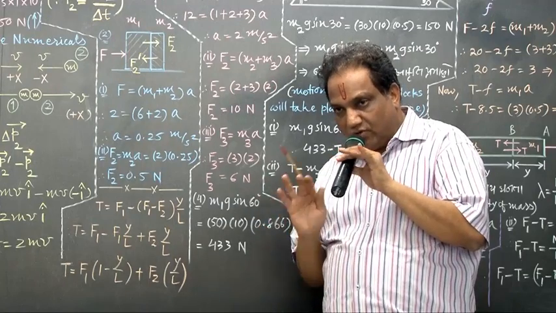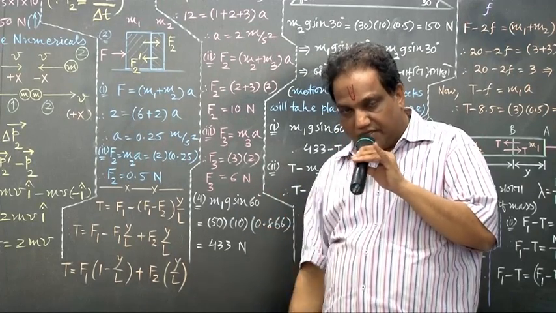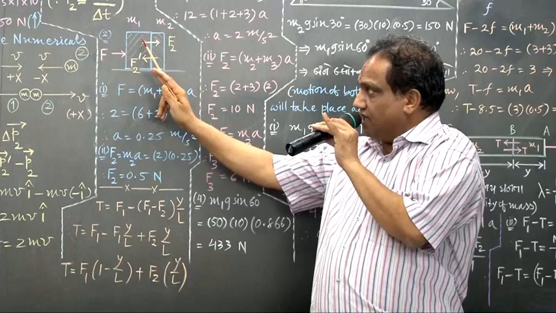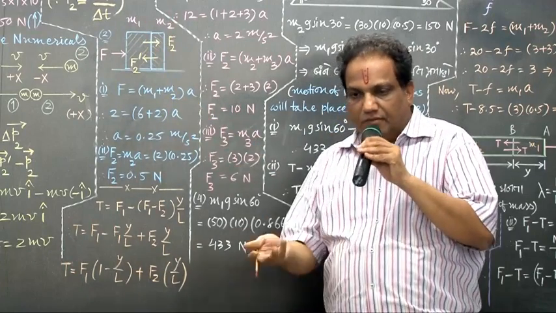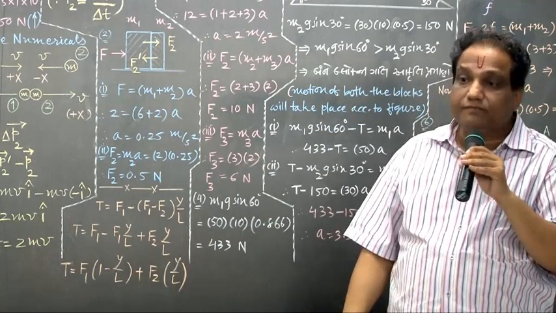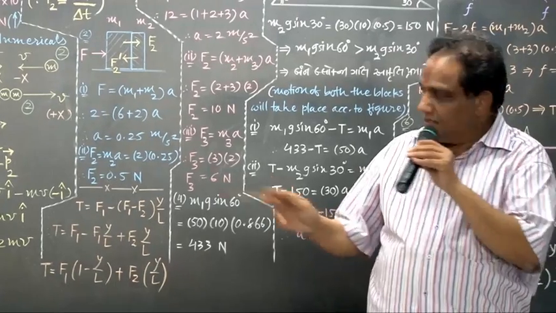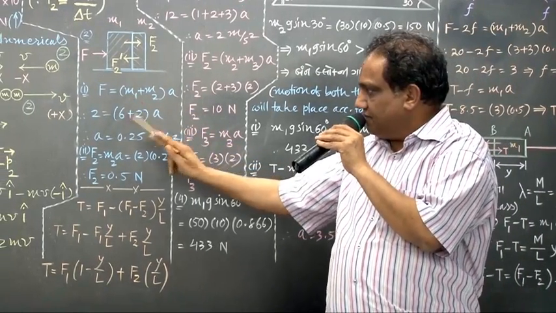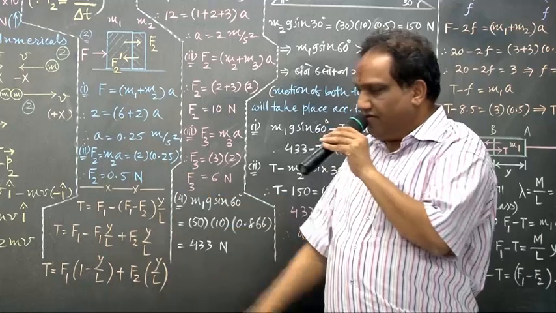If you don't want to find it that way, I am showing you an easy way. You want the resultant force exerted on m1, then it is m1 into a. m1 is 6 kg. What about a? a is 0.25.